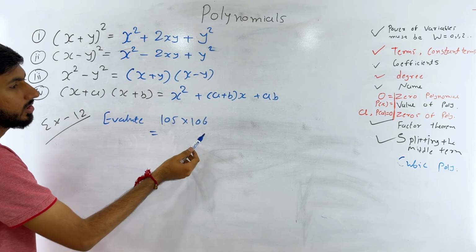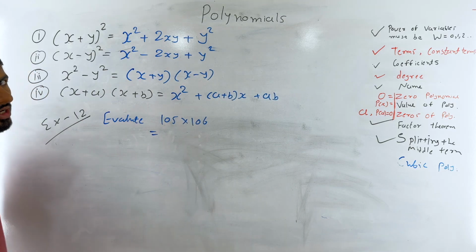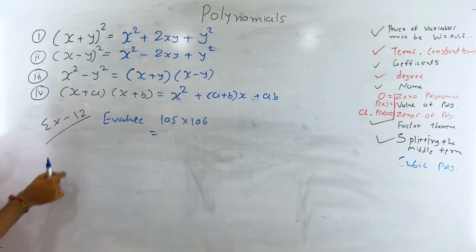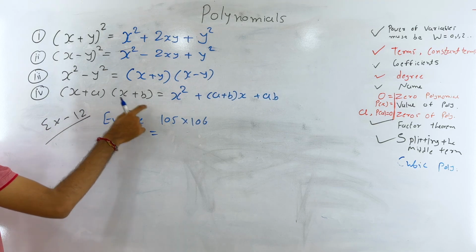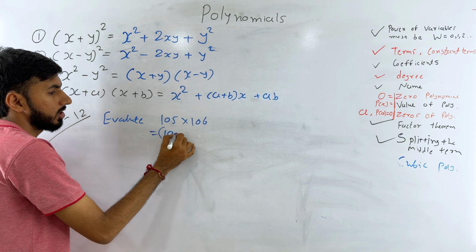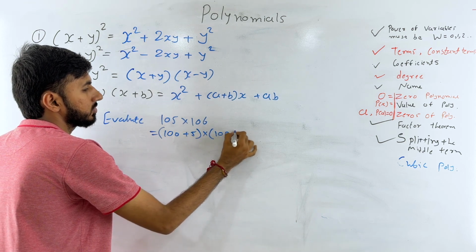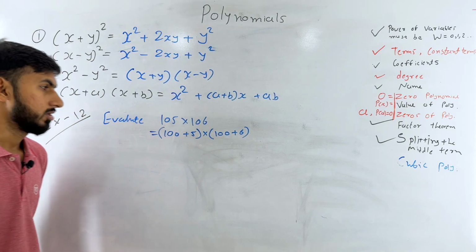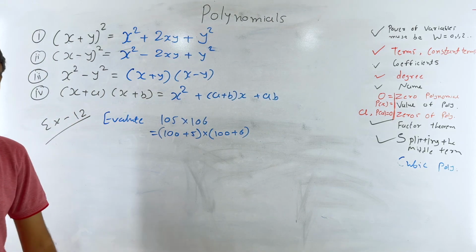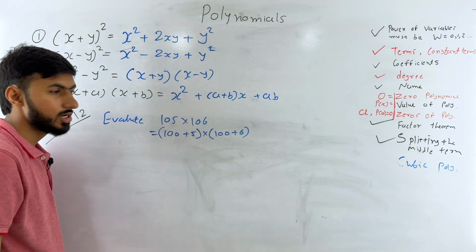Here I don't have any negative sign or any two common terms, so I cannot use this. Now the last one, (x + a)(x + b), will be useful for us. How can I use this? I can write (100 + 5) multiplied by (100 + 6). So it will look like (x + a)(x + b), right?